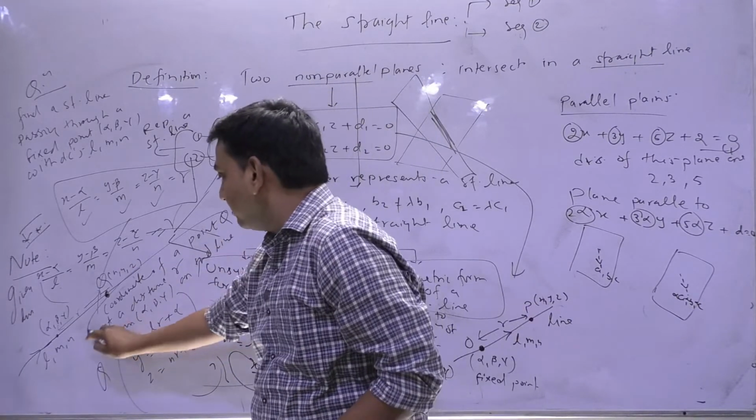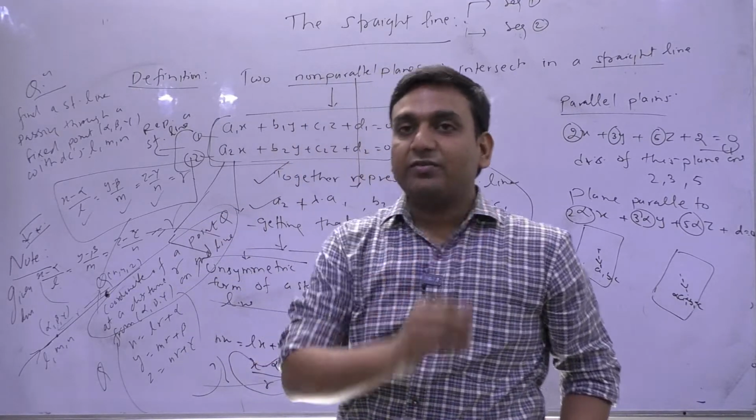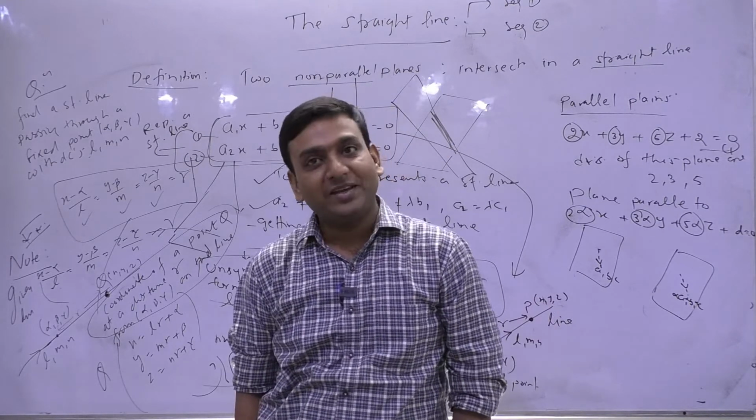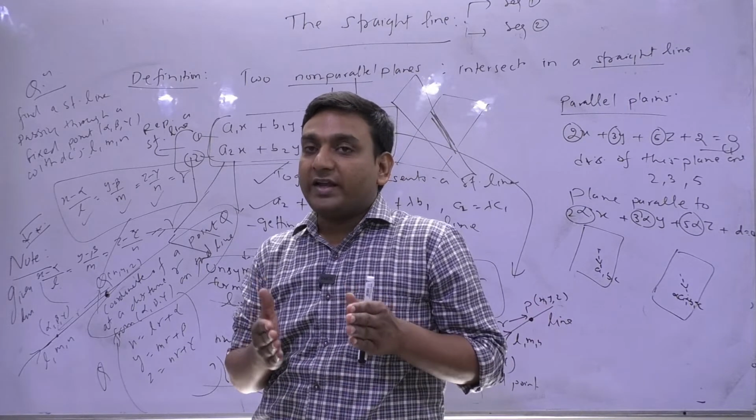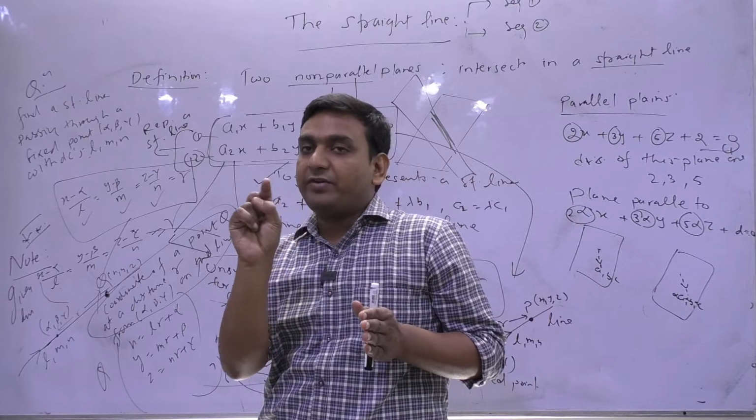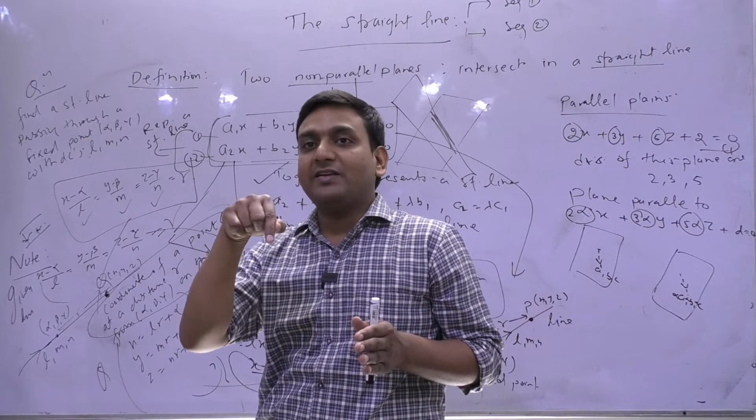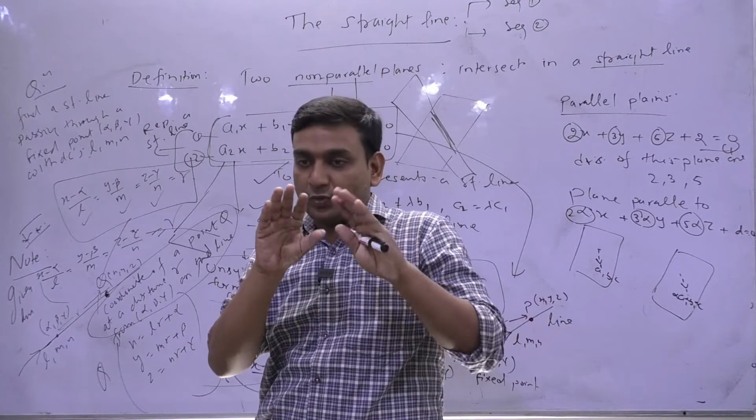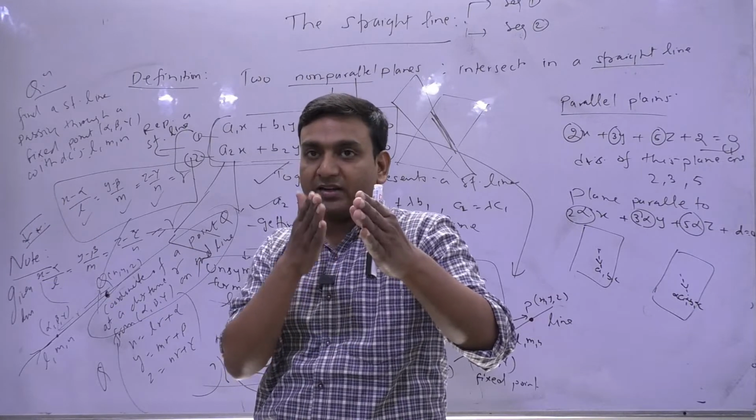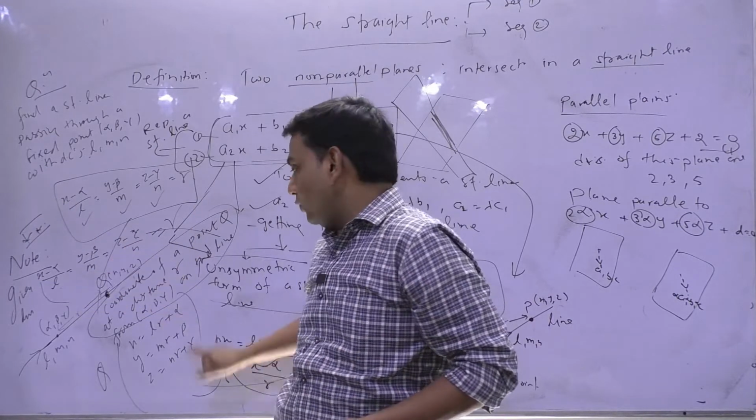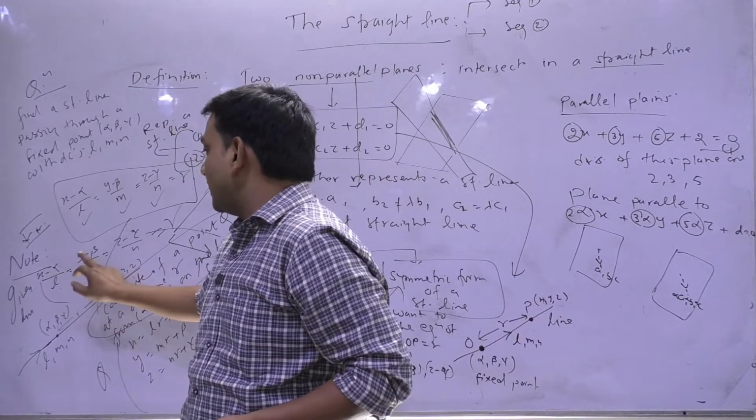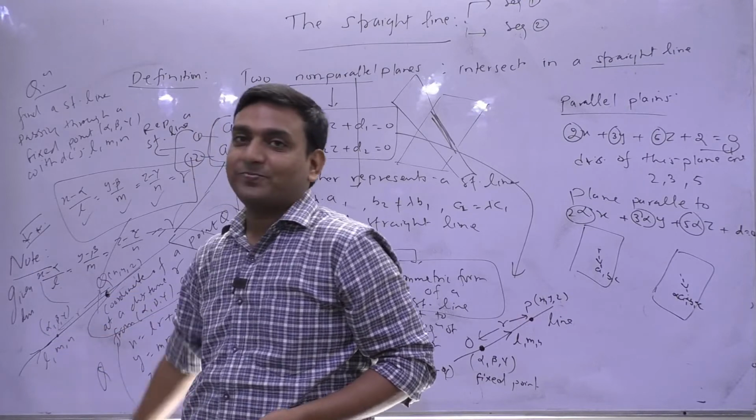Do remember this. If you have been given a straight line (x minus alpha)/L equals (y minus beta)/M equals (z minus gamma)/N, then a point at a distance r from the point alpha, beta, gamma on the line itself will be given by putting all those three quantities equal to some r and getting the values of x, y, z. Those will represent the coordinates of a point at a distance r from the fixed point alpha, beta, gamma through which the line is passing.